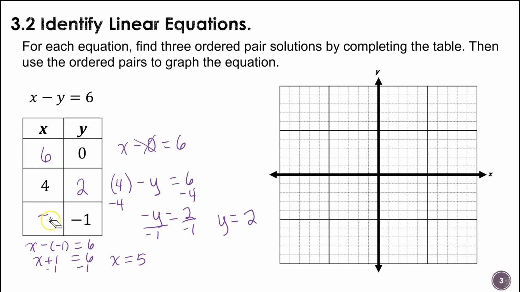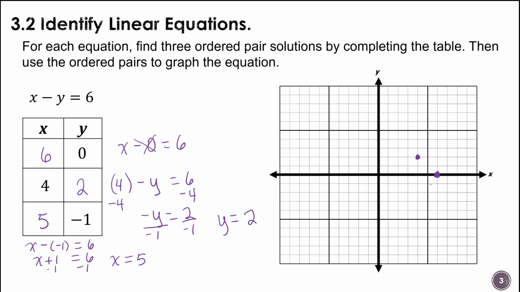And then, of course, we have to put this on the graph. We have to graph each ordered pair. 6, 0 is right on the x-axis because the y is 0, so it's not moving up or down. And then 4, 2. Now, when you graph these, if you don't end up with a straight line, you know that you've made a mistake somewhere. And then we have 5, negative 1.